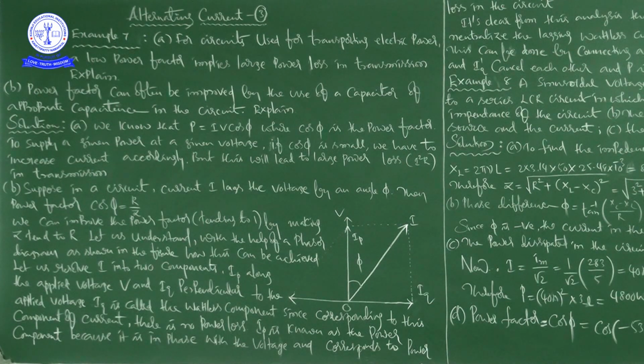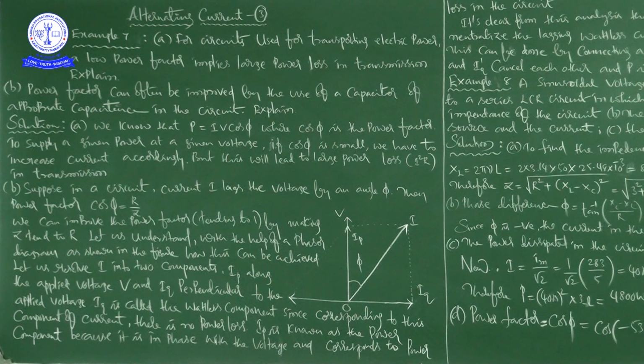See here, B. Suppose in a circuit, current I lags the voltage by an angle phi. Just take it as a sample. Then the power factor cos phi is equal to R by Z. This already you know.